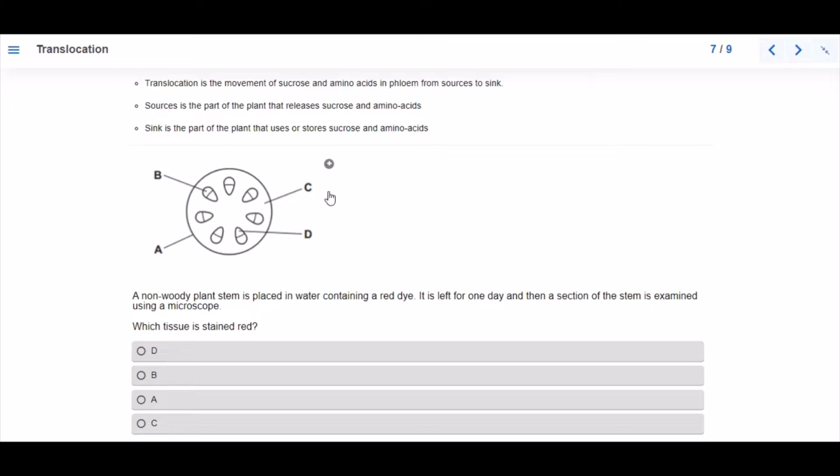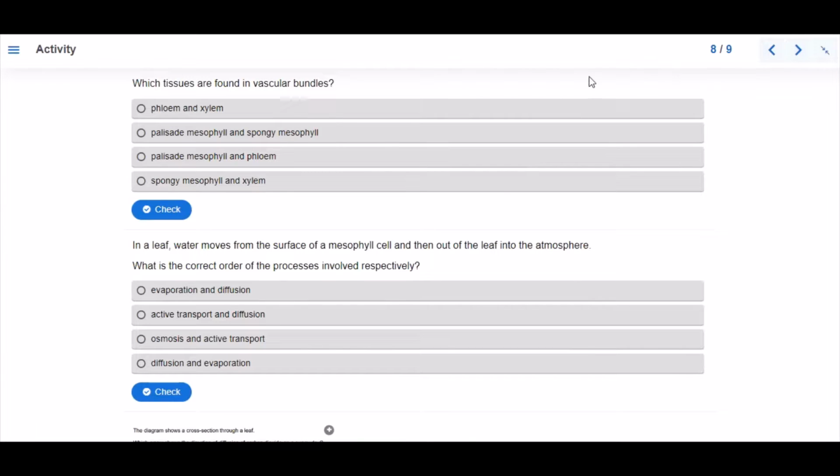So we have a question here, A, B, C, D. A non-woody plant stem is placed in water containing a red dye. It is left for one day and then a section of the stem is examined using a microscope. Which tissue is stained red? That will be the xylem. D. Which tissues are found in the vascular bundles? The phloem and xylem.